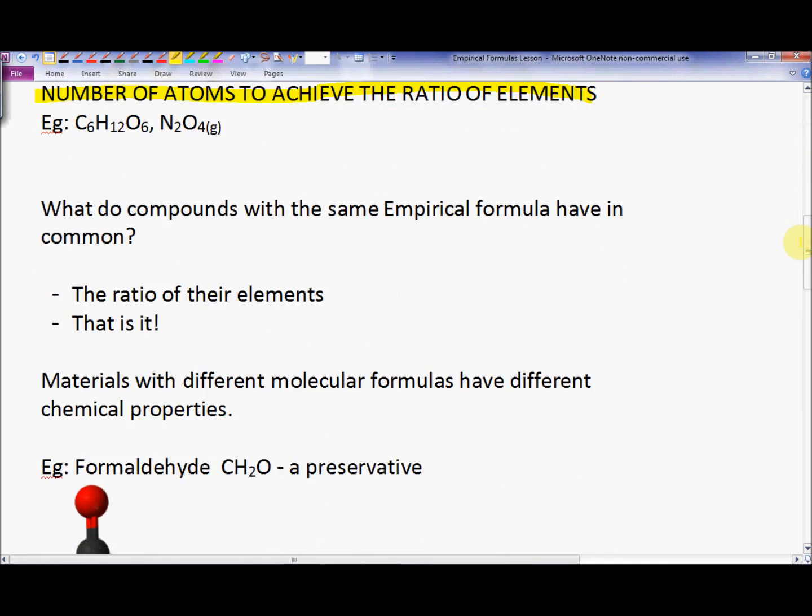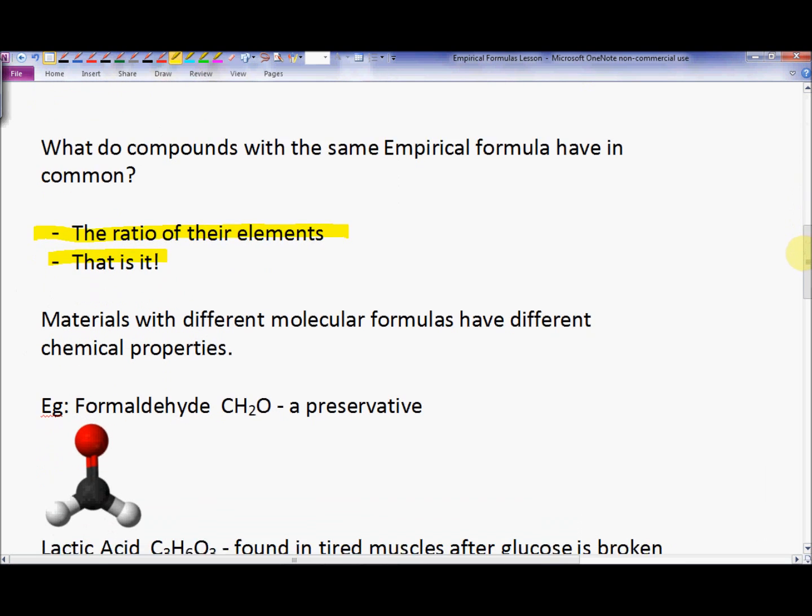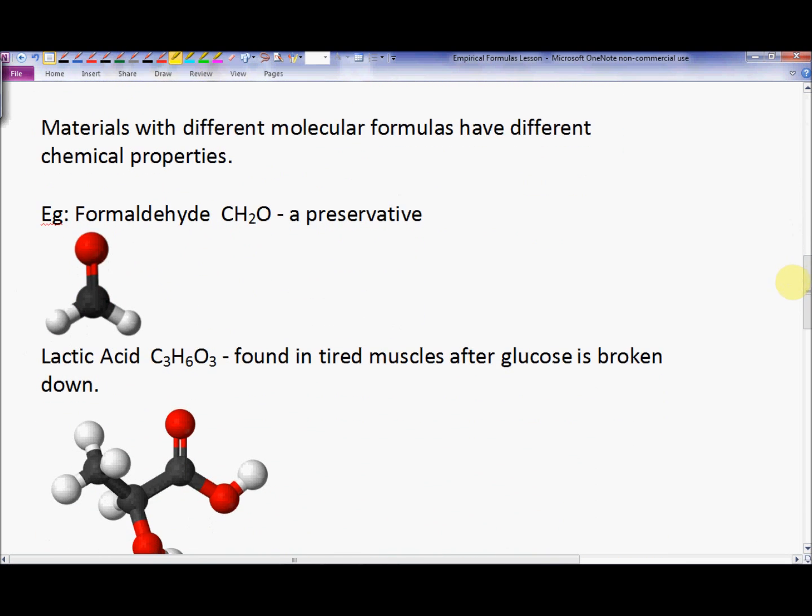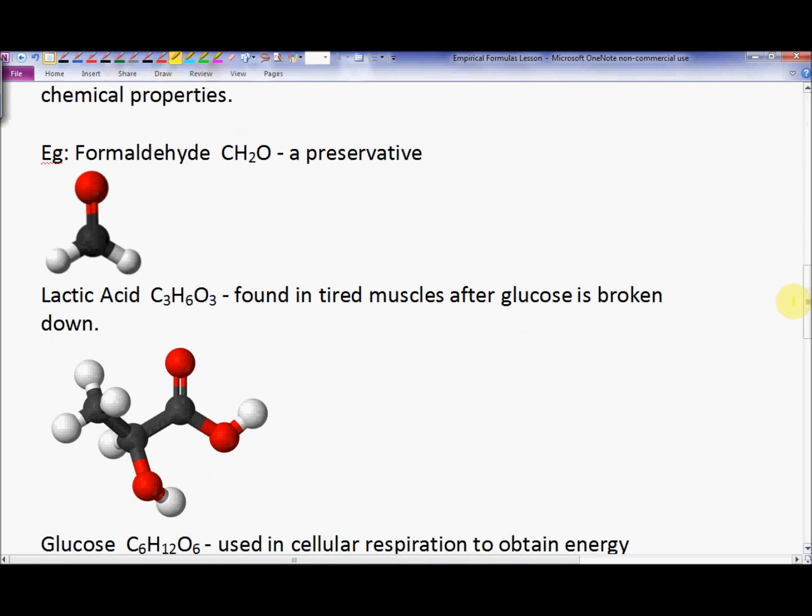So what do compounds with the same empirical formula have in common? They have a ratio of their elements which is the same, and that's it. Nothing else. Materials with different molecular formulas but the same empirical formulas will be completely different in terms of their material properties. For example, formaldehyde. There's the picture of it. Formaldehyde, CH2O, is a preservative, whereas lactic acid, C3H6O3, same empirical formula as formaldehyde, is something that's found in tired muscles after glucose has been broken down.